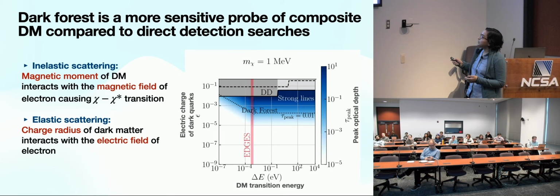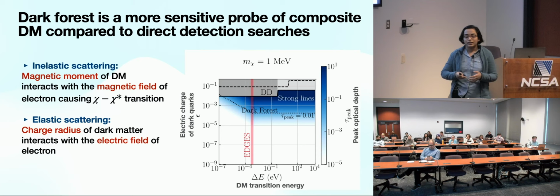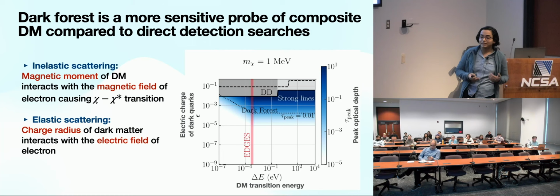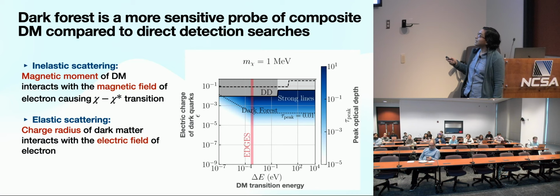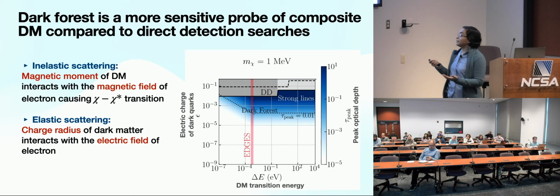For smaller transition energies, this constraint is dominated by inelastic scattering, where dark matter electron scattering can excite dark matter particles. The right-hand side here is for elastic scattering. The change happens because kinematically, the initial kinetic energy has to be enough that dark matter can go to the excited state. In these regions here, the absorption lines that we would get from dark matter would have optical depth greater than 0.01. So these would be something that would be detectable. So if we actually look at the data for these transition energies or corresponding frequency bands, then the dark forest will become an even better probe than direct detection and CMB constraints.